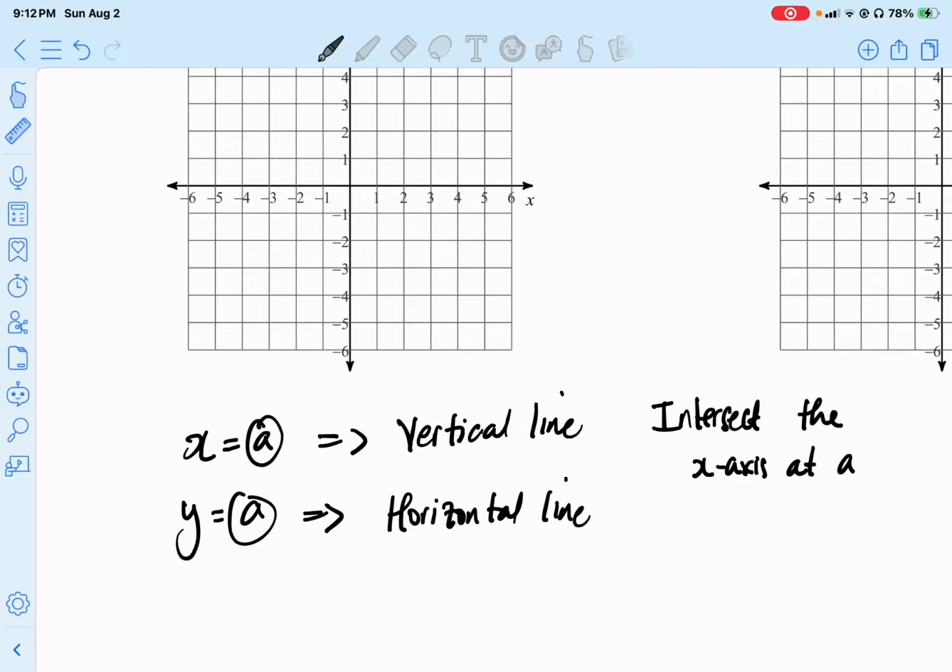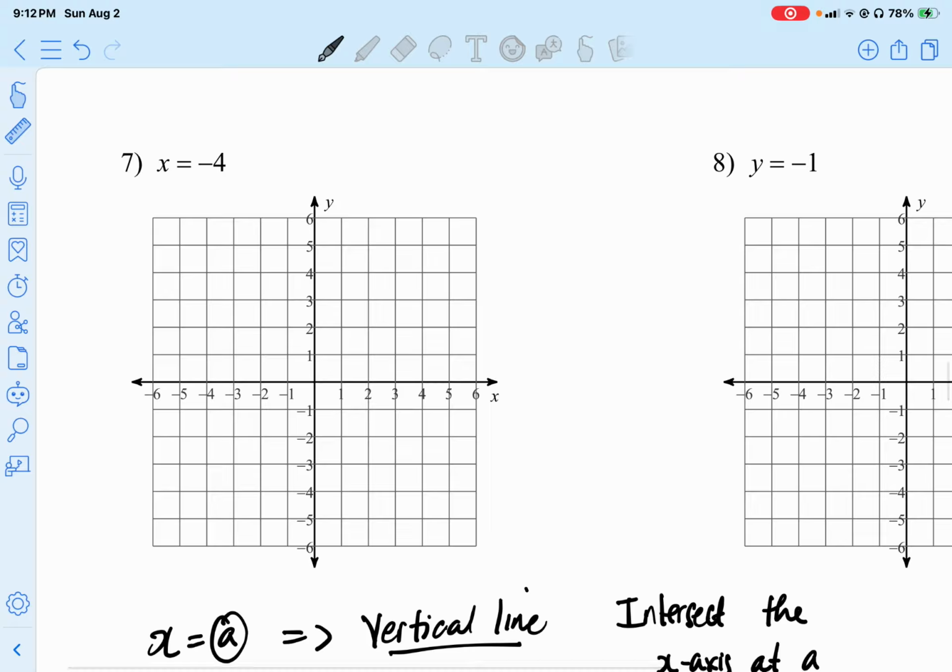The line x equals a is a vertical line. The line y equals a is a horizontal line, right? And what is the slope of a vertical line? That slope is undefined. And what's the slope of a horizontal line? That slope is 0.